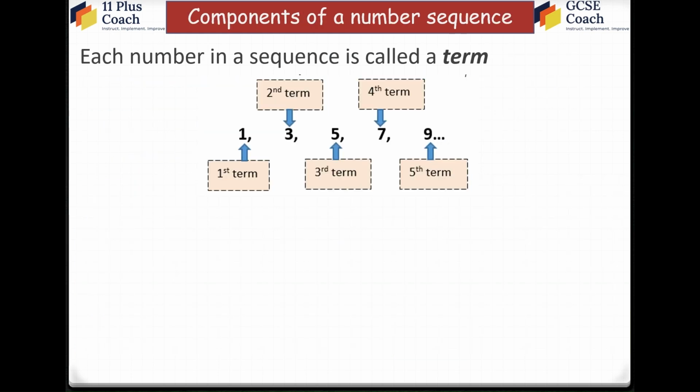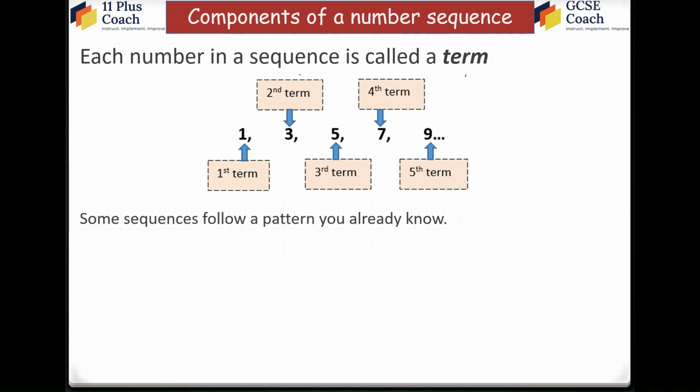So what are the components of a sequence? Each number in a sequence is called a term. So for example, in this sequence we have 1, 3, 5, 7, and 9, and the sequence goes on. The first term will be 1, the second term will be 3, the third term will be 5, and so on. So each specific number in a sequence is known as a term, and the position of that number will determine which term it is.